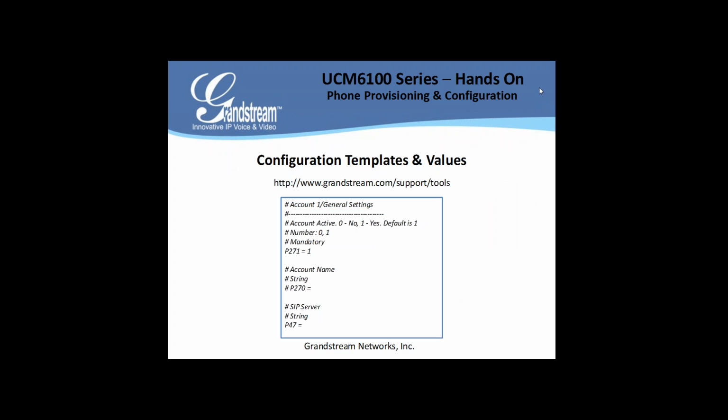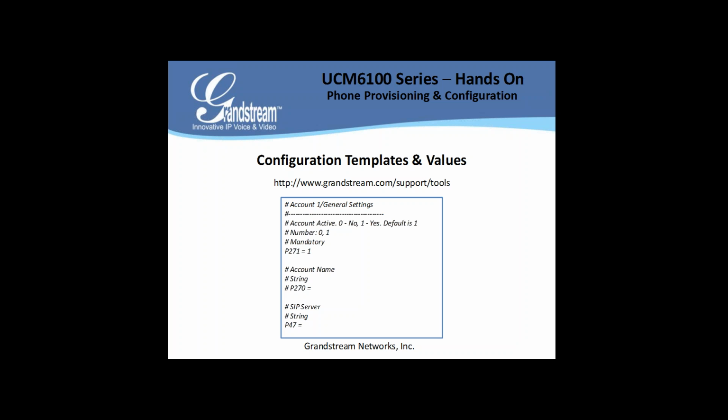What you see on the screen right here is our configuration template. You can download it from grandstream.com/support/tools. This is basically a file listing all the P-values, which is how we name all the settings each of our products uses. It's going to be P and a number. These are unique to a specific setting throughout the entire range of Grandstream products. So P2, for example, on all products will be the administrative password. You don't have to remember one P-value for one product and another for another product. They'll all be the same.